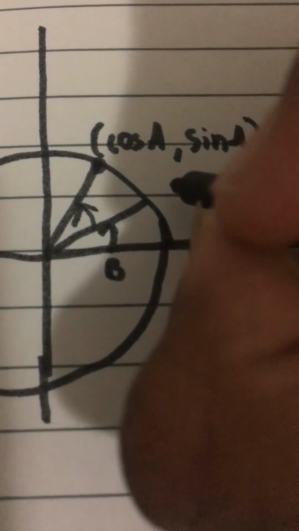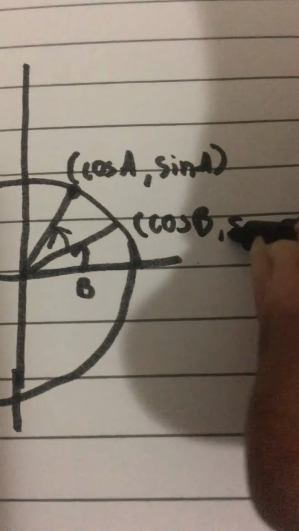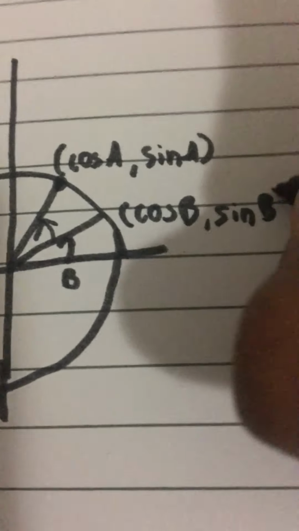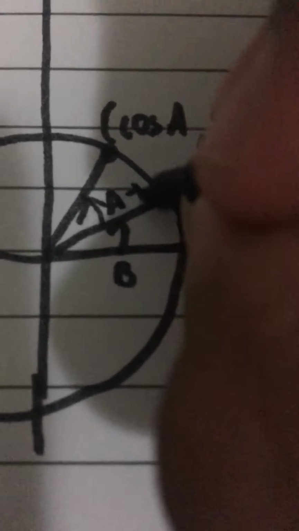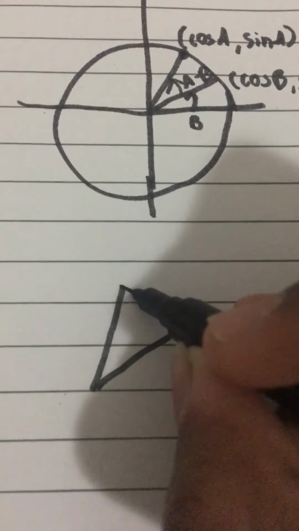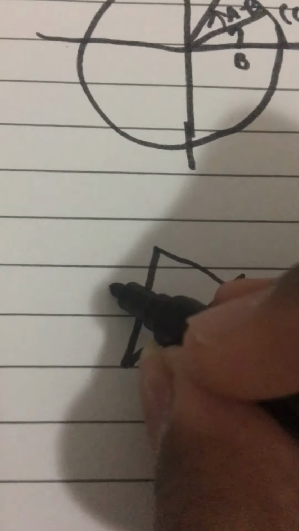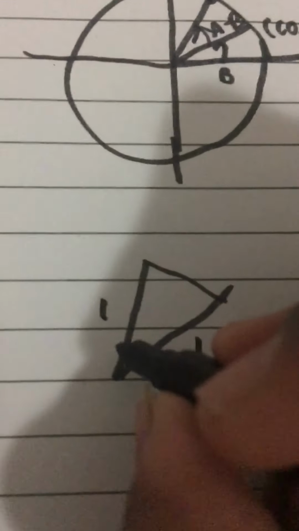And this is cos B and sine B. Keep in mind, this whole angle is A, so this will be A minus B. So let's draw a different diagram of this now. I'll do my best drawing it. Not the best drawing, but okay. Now, since these are both radii and this is a unit circle, they both will be 1. This is A minus B.